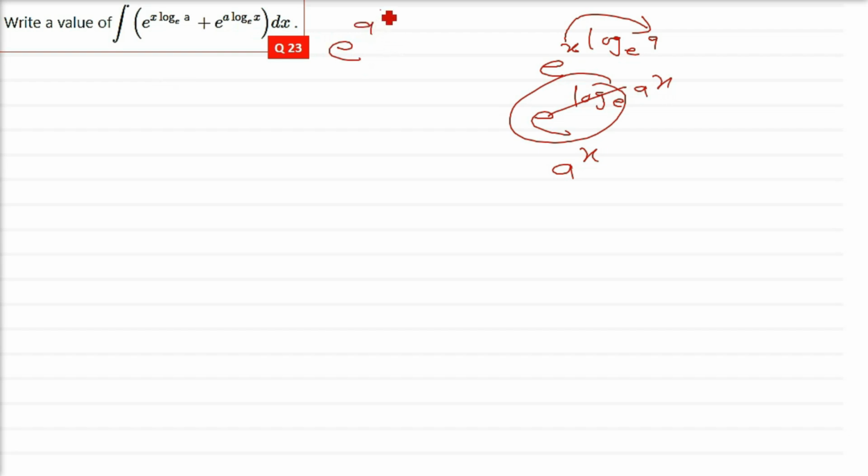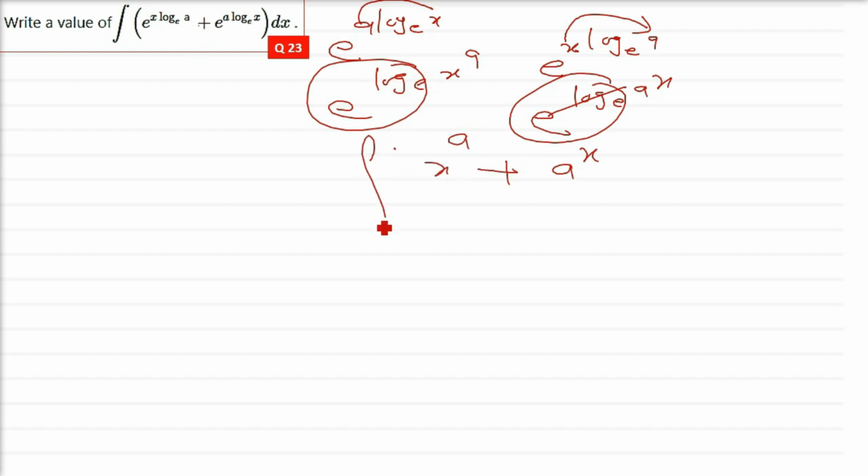The next one is what? The second part, which is e raised a log e a. So a goes to the power. This can be written as e log e x, a goes to the power. Again, this will get eliminated. Only x raised a will come. So you just have to integrate these two.